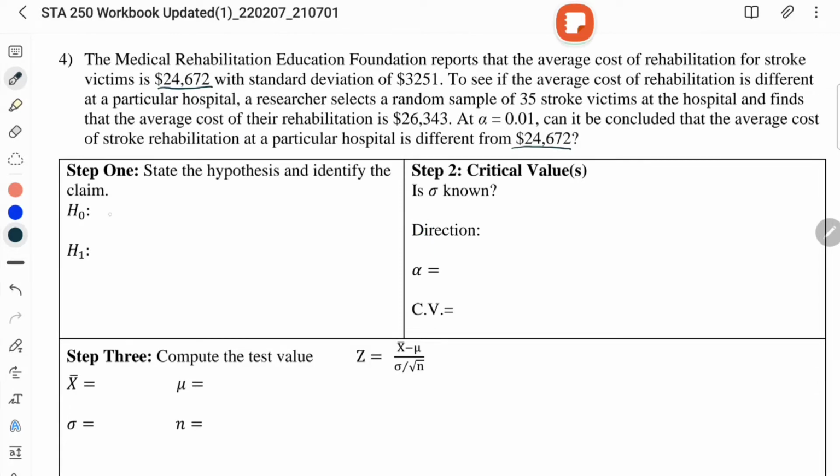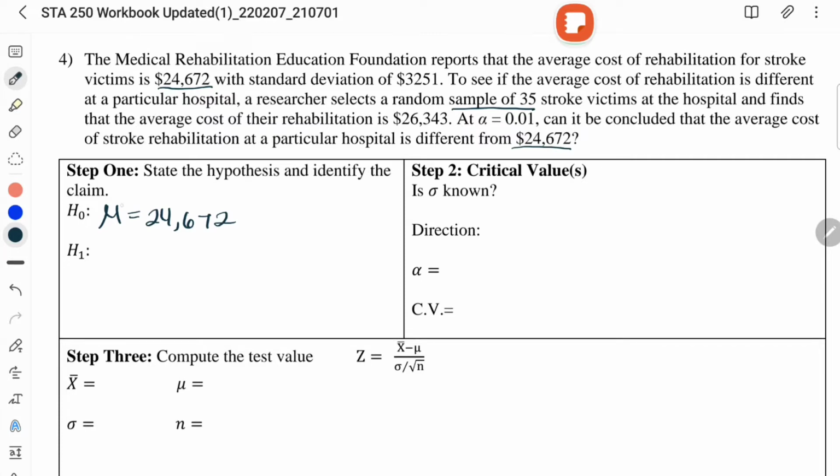So for our null hypothesis, we're going to state that mu is equal to $24,672. Now somebody may ask why we're not using the $26,343, because this comes from the sample and we're trying to test the population mean. We're using the sample information to test it against the population mean. And I'm going to show you in a minute why we're using 24,672.